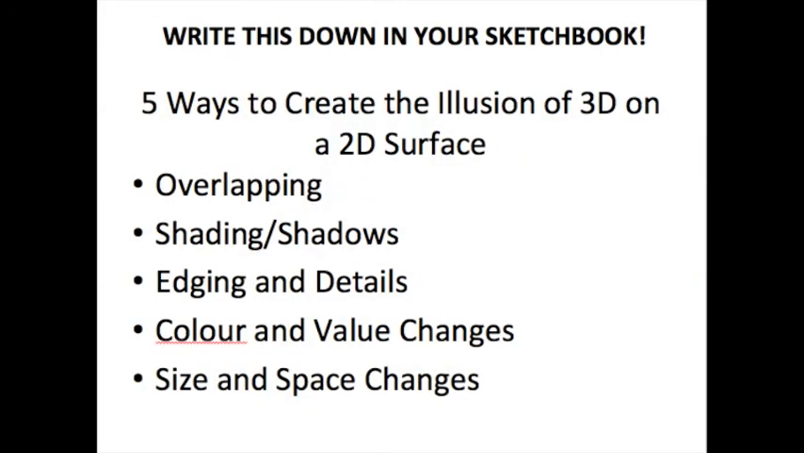So what I'd like you to do now is, on that same page you wrote your earlier notes, write these notes. 5 ways to create the illusion of 3D on a 2D surface: overlapping, shading or shadows, edging and details, color and value changes, and size and space changes. Please pause this video now so that you can write down these terms.